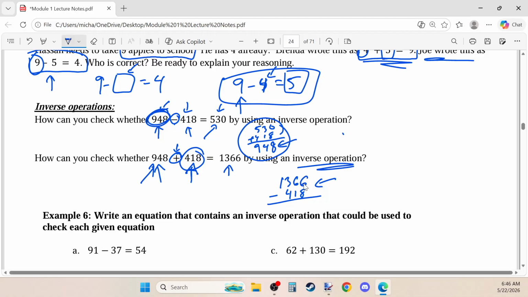So, can't take 8 from 6, I have to borrow. 16 minus 8 is 8. 5 minus 1 is 4. 13 minus 4 is 9. 948 is a match. So, yes, this is correct. So, how do we check this? We check this with subtraction. Subtraction is the opposite of addition. We check by using the opposite operation.